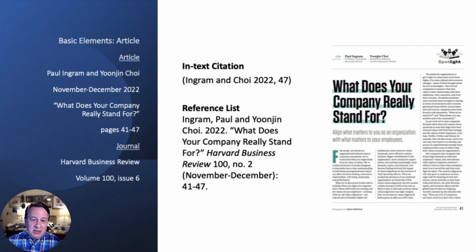And the article's name is What Does Your Company Really Stand For? It was on pages 41 through 47. And the journal that it was published in was the Harvard Business Review, Volume 100, Issue 6. So again, lots of information to collect.